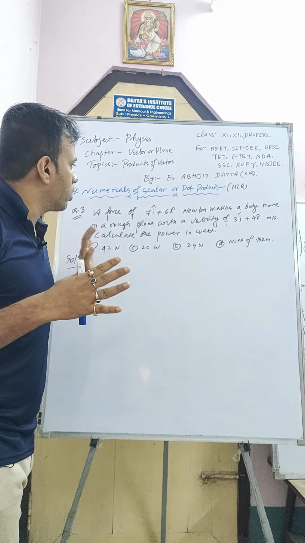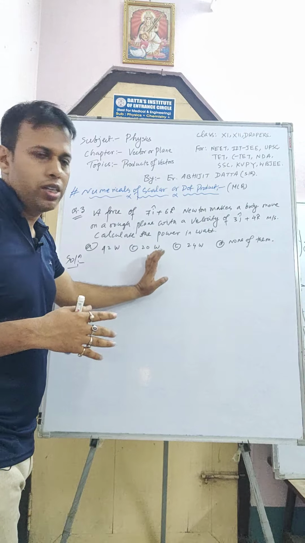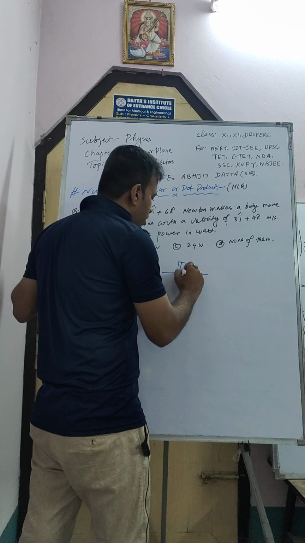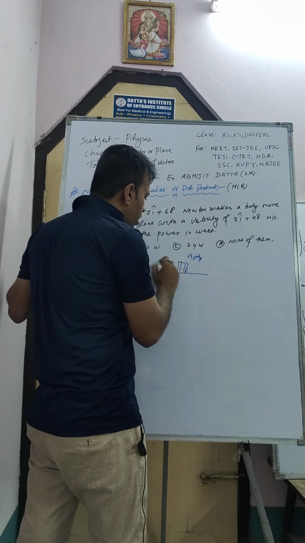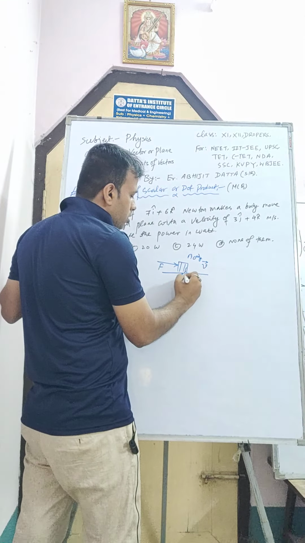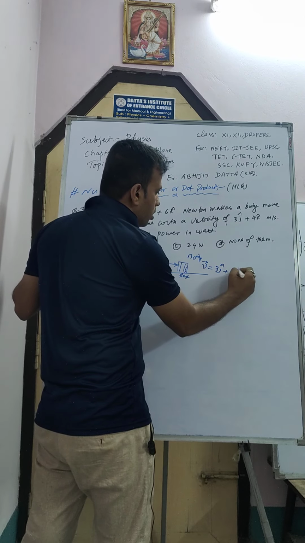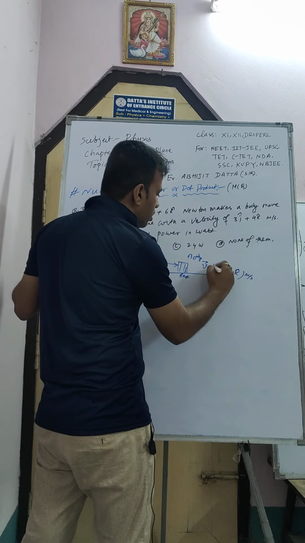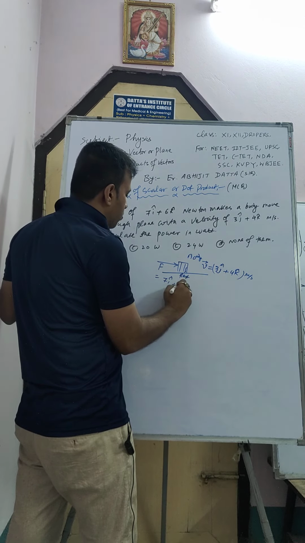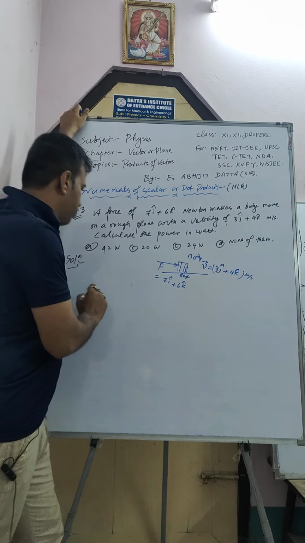So here what is given? A force is applied on a body and the body starts moving. Okay, suppose this one is one body. You apply force here and this one is the velocity. So its velocity is 3j and 4k, right? Meter per second, and its force is what? Force is 7i plus 6k, right?